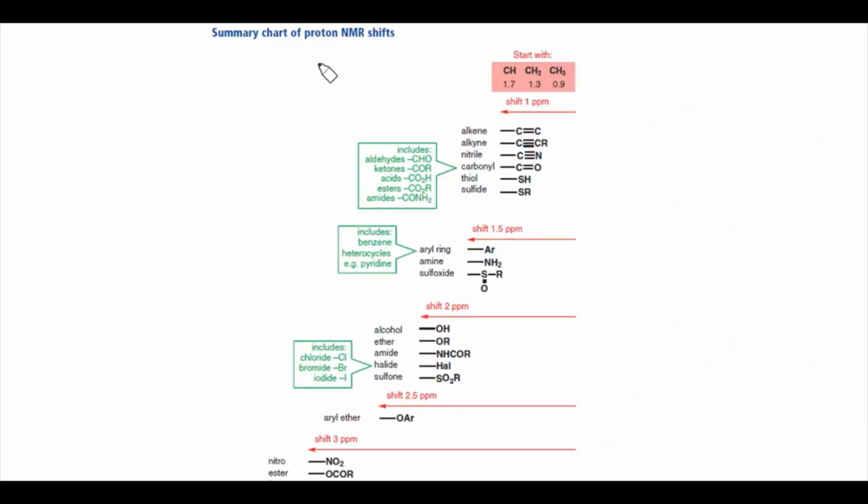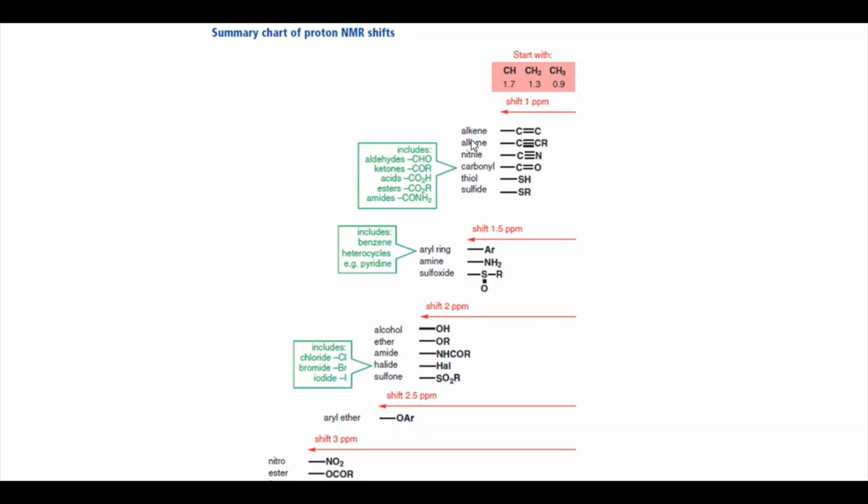So now let us summarize all the things which we have learned till now. This is a very good chart which is self-explanatory about what the delta value of a given compound will be. In the first row, it is written that these are the protons: CH proton, CH2 proton, and CH3 proton. I have already told you about this, so you can just remember these values. These are very important values.